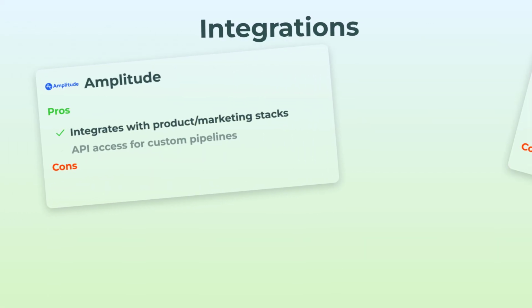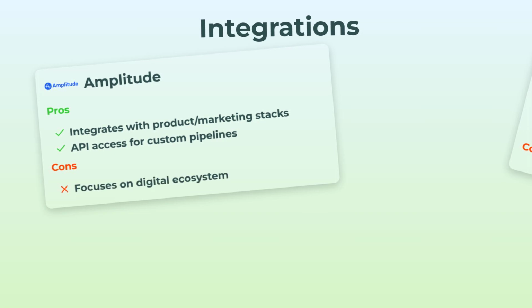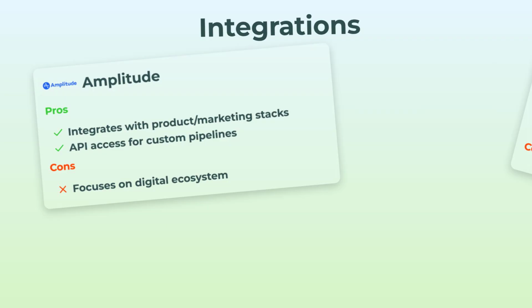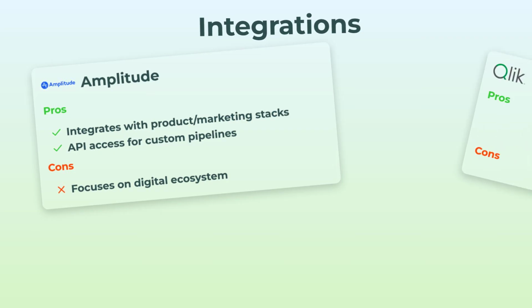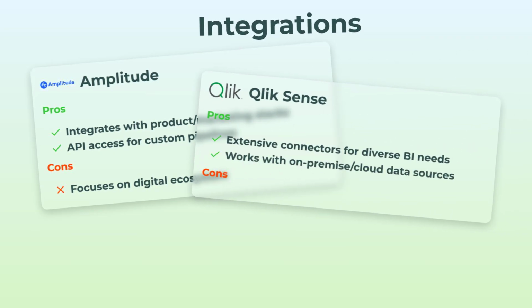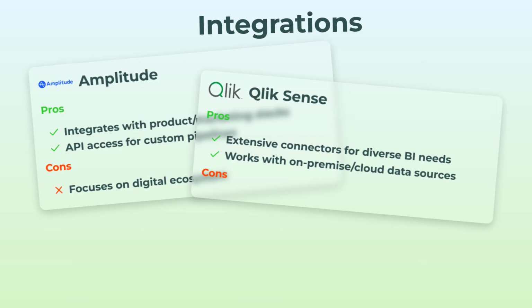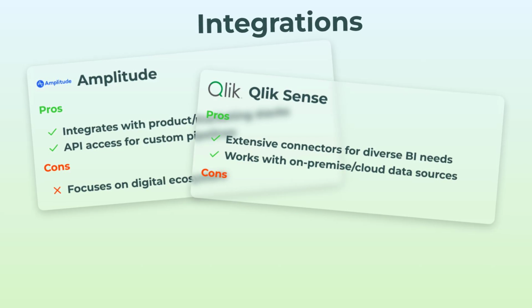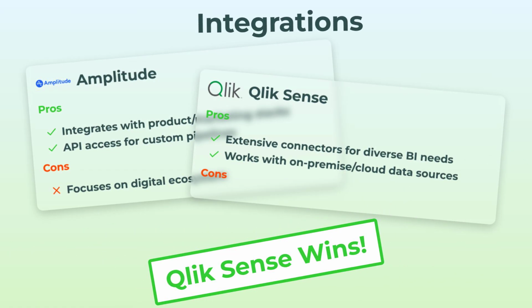Integrations! Amplitude integrates smoothly with all your marketing and product tools. Plus, it's API-friendly for custom stuff, but it's mostly living in the digital world. Qlik Sense, this is where it gets wild. It'll connect to pretty much anything. Cloud, on-premises, whatever your BI stack is. You want connectors? Qlik's got them. So, integration king this time is Qlik Sense.